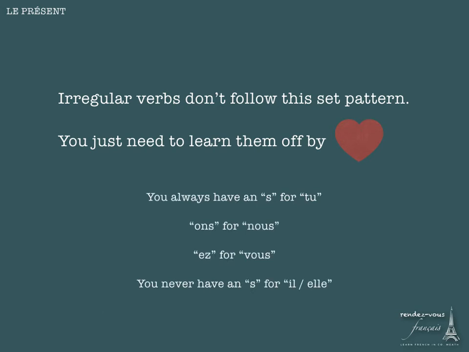But there is something that you can always rely on. You should know that you always have an S with tu. So there is always an S in all the tenses with tu. There is always ONS for nous, except for nous sommes. There is always EZ for vous, and you can never ever have an S with il or elle. So that's a couple of rules that work every time, even with irregular verbs. But I have to agree, irregular verbs are kind of bad news.